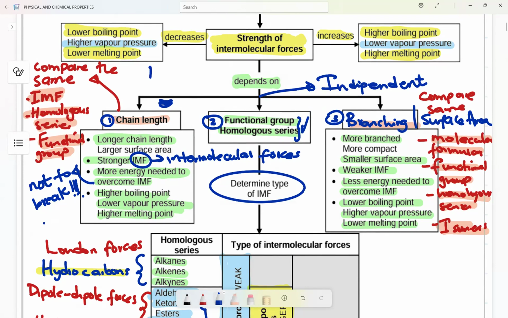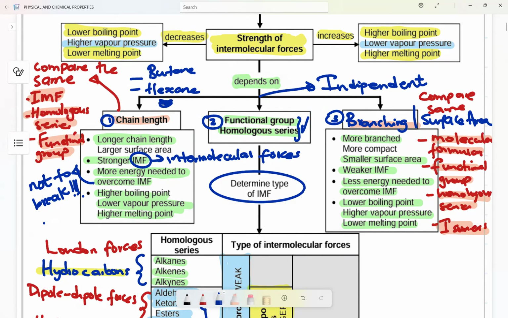Maybe if I'm comparing butane to hexane. Butane to hexane. Therefore, it is what? A fair comparison, because they are of the same homologous series, alkane. They have the same functional group.